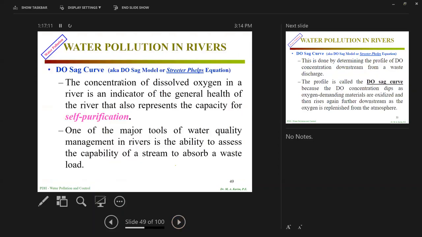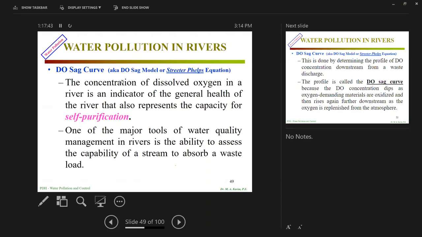Okay. The next thing that we'll do is the BOD sector, the dissolved oxygen sag, or Streeter-Phelps model. In order to do that, we have to make a few more assumptions. What we do here is called self-purification. The concentration of dissolved oxygen in a river is an indicator of the general health of the river that also represents the capacity for self-purification. Why is it like that? Because the microorganisms take the oxygen from the water and use it to decompose the organic compounds.